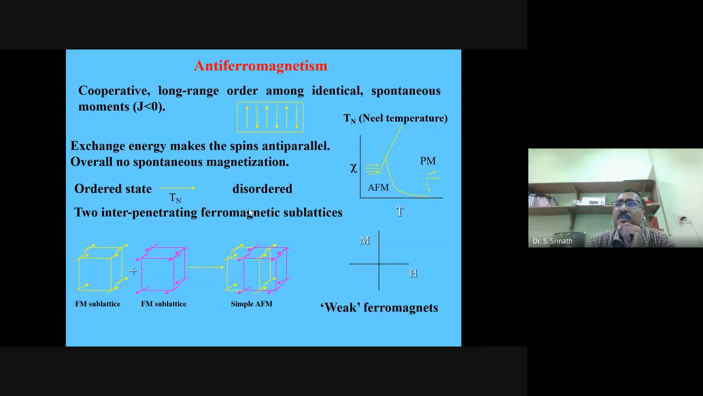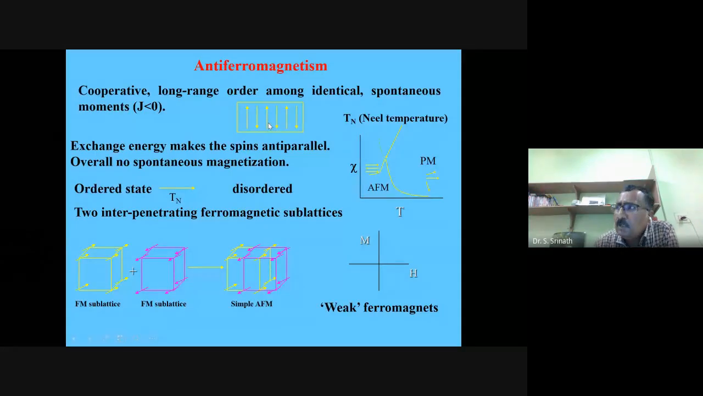So in those configurations, the spin system will prefer to couple anti-parallel to each other. That is what I am trying to show here. So this is also cooperative. That means there is a coupling between the spins. Of course, you need to have an unpaired electron to give rise to a net spin magnetic moment. And this is cooperative, long range. But the point is, the requirement is J is negative. So J is negative, because of that they couple anti-parallel.